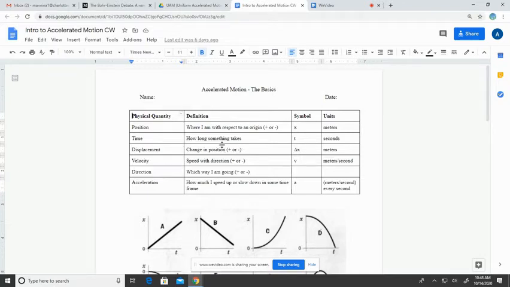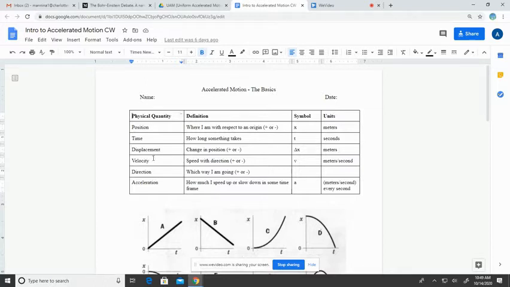All right, remember, again, positive or negative in physics class just means I'm going in the positive direction or I'm in the negative direction. It doesn't mean bigger or smaller. Symbol is going to be this little triangle, which is referred to as delta, because in math language, delta means change. So it's delta x. Units, again, are only measured in meters.